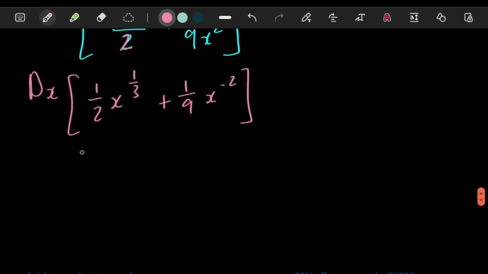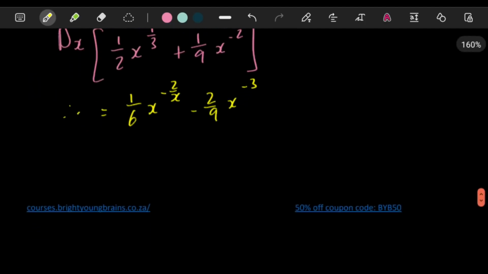So here now, you can then say, now you can differentiate. You see, this times that is like 1 over 6 x. Removing 1 from here, you're going to get like -2 over x. And then this times this is going to give you -2 over 9. Removing 1 from there, that's like a -3. And here's your final answer.